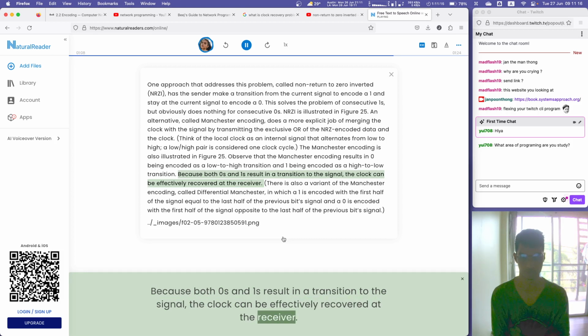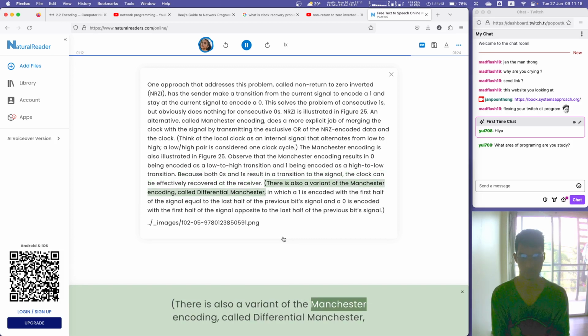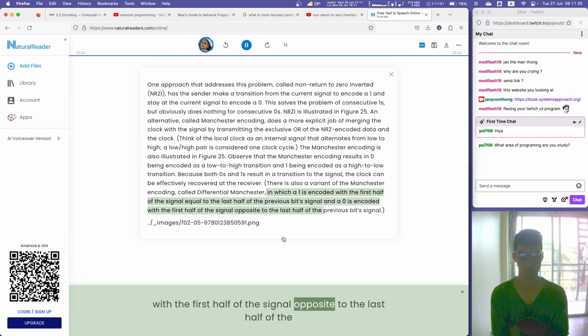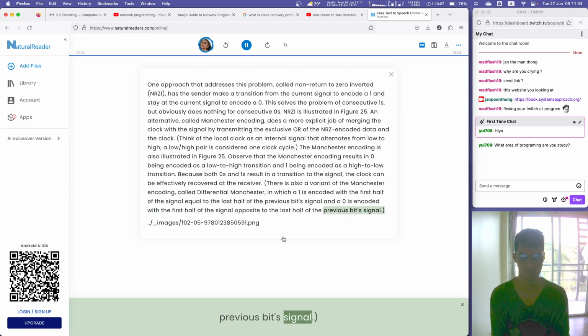There is also a variant of the Manchester encoding, called differential Manchester, in which a 1 is encoded with the first half of the signal equal to the last half of the previous bit's signal, and a 0 is encoded with the first half of the signal opposite to the last half of the previous bit's signal.